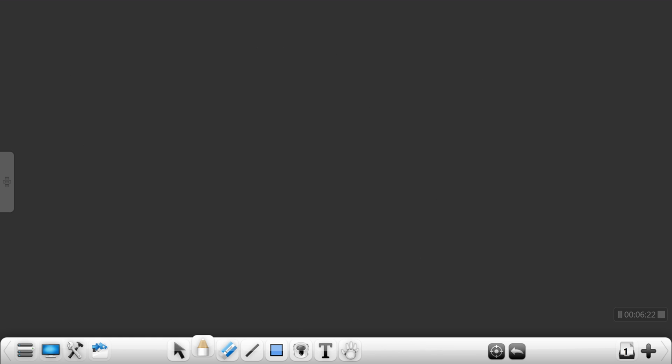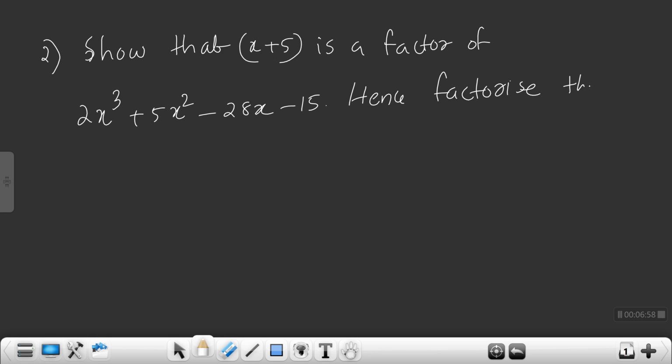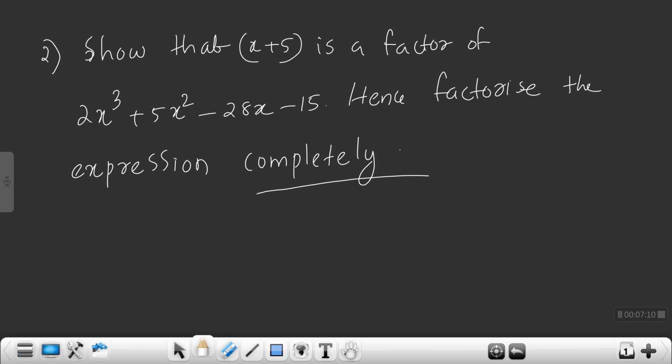Now, second question. Question number 2. Show that x plus 5 is a factor of 2x cube plus 5x square minus 28x minus 15. Hence factorize the expression completely.